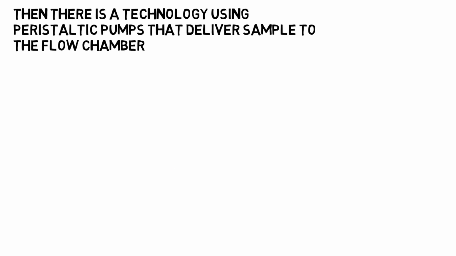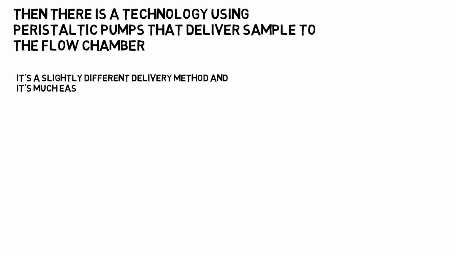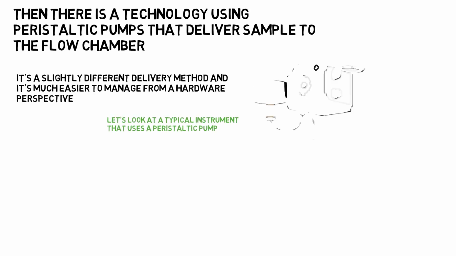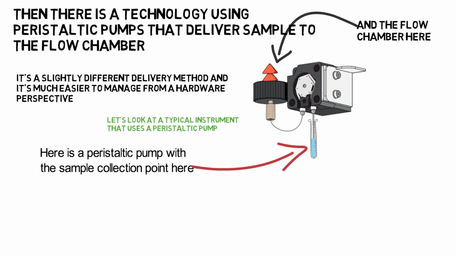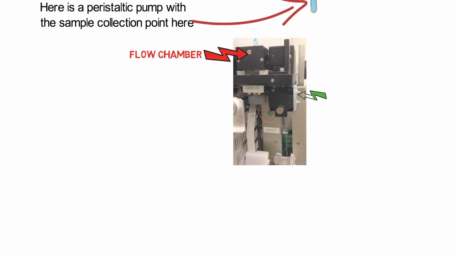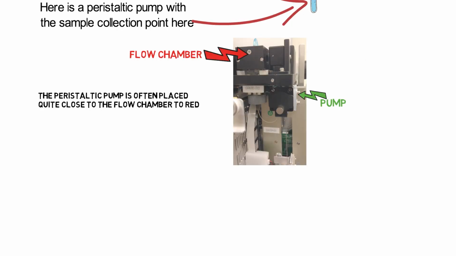Then there's a technology using peristaltic pumps that delivers sample to the flow chamber. It's a slightly different delivery method, and it's much easier to manage from a hardware perspective. Let's look at a typical instrument that uses a peristaltic pump. Here's a peristaltic pump with the sample collection point here. The peristaltic pump is often placed quite close to the flow chamber to reduce the distance of sample travel.